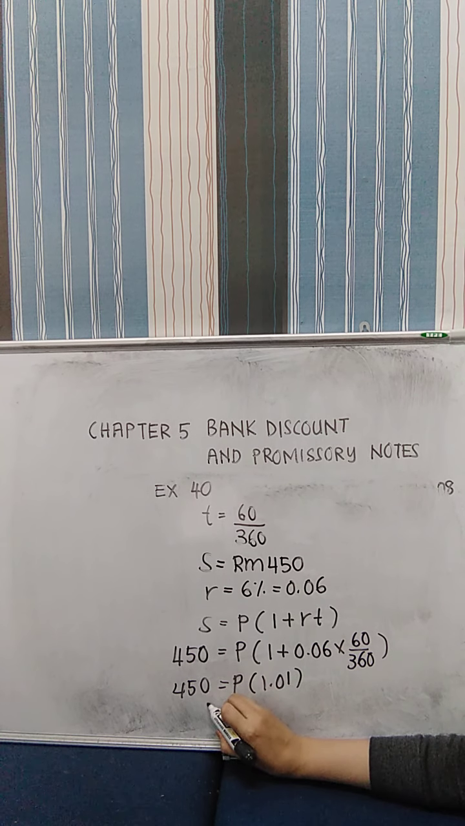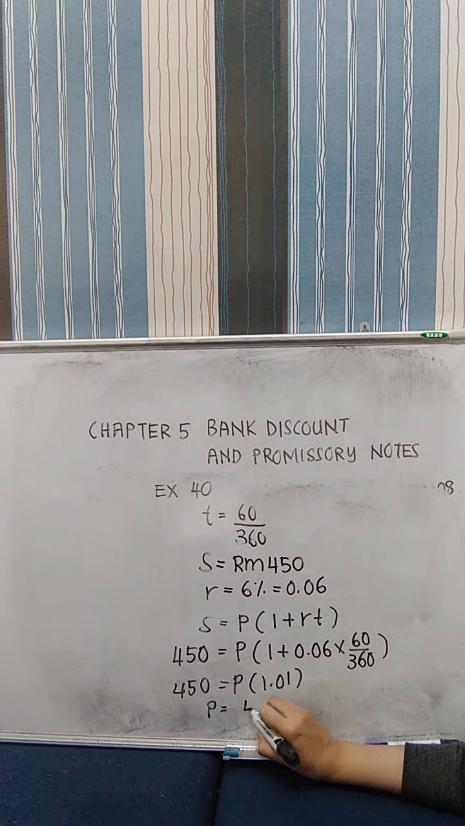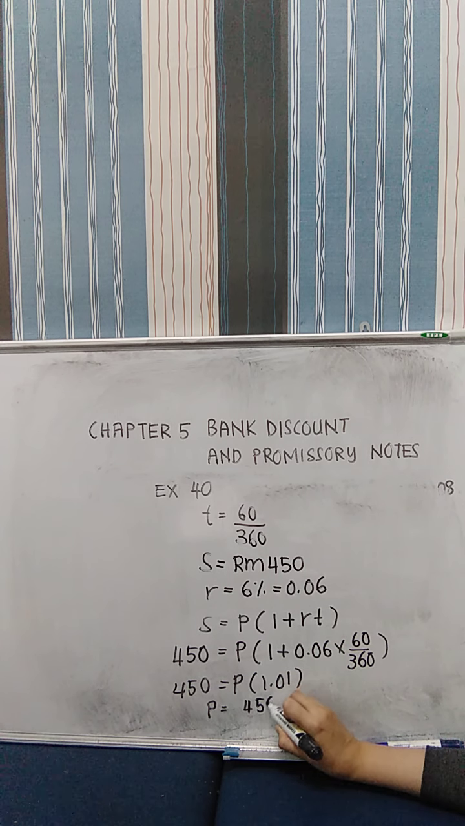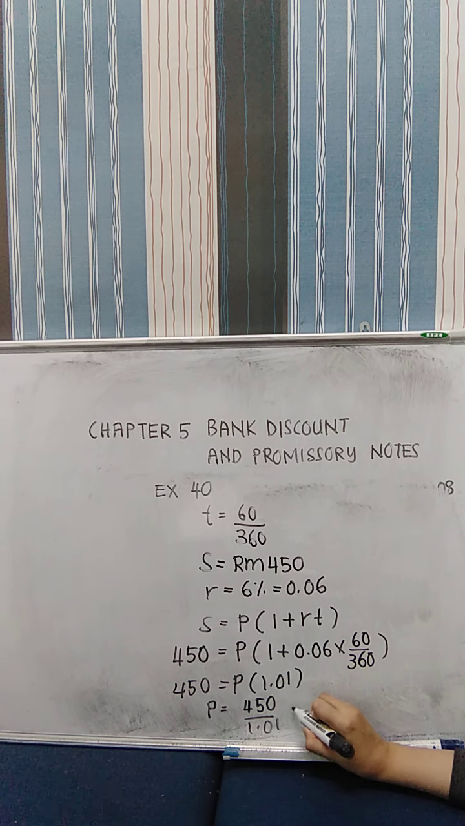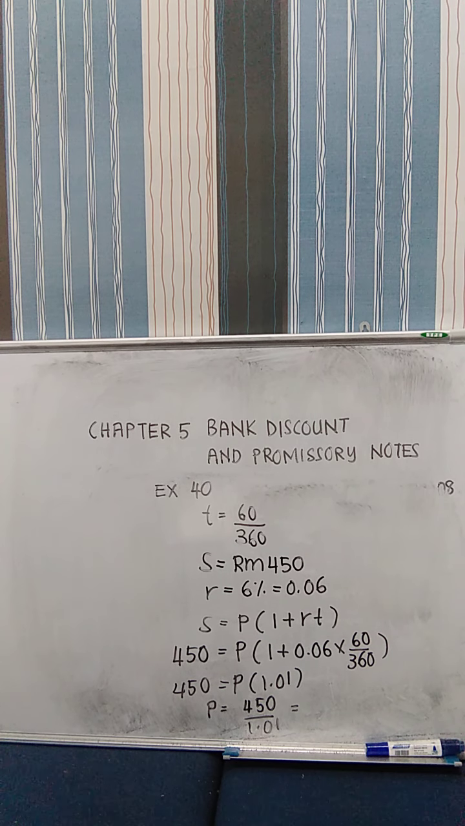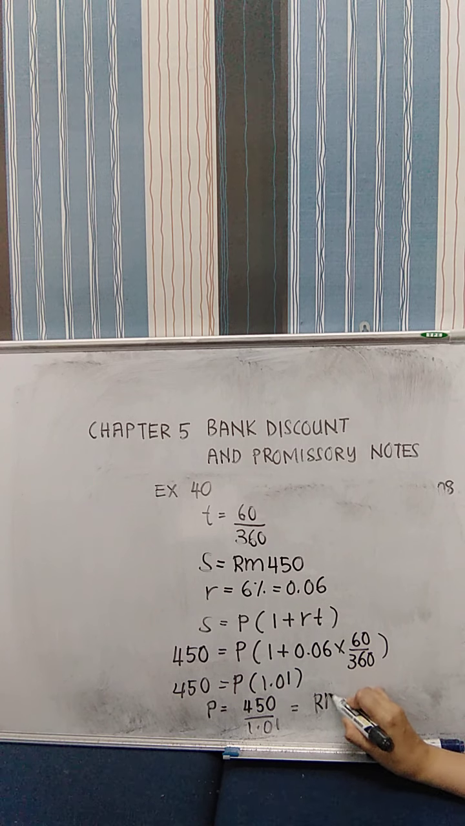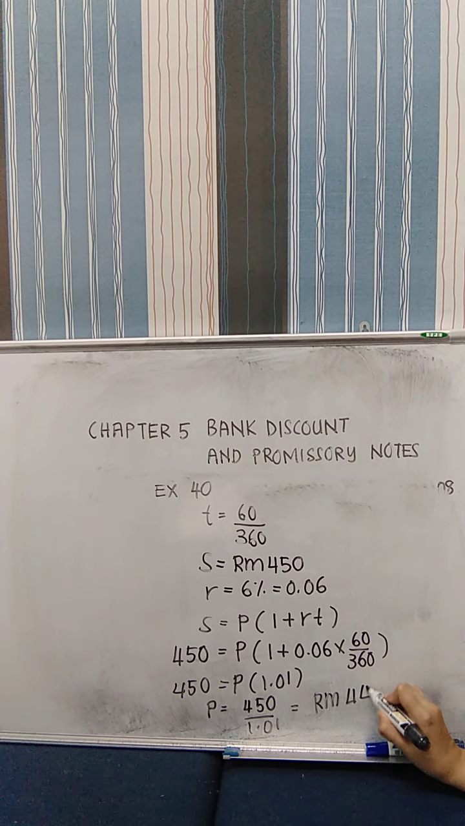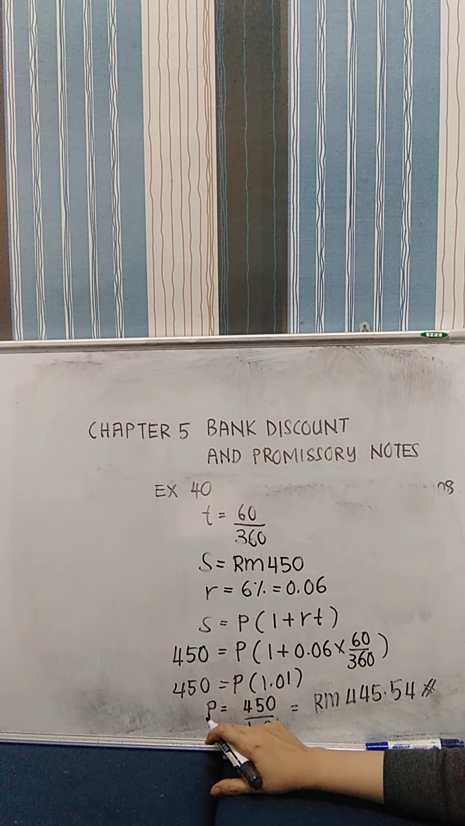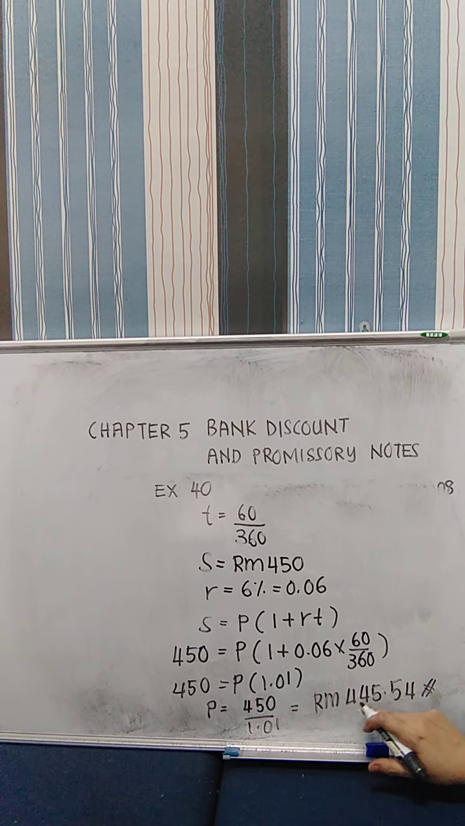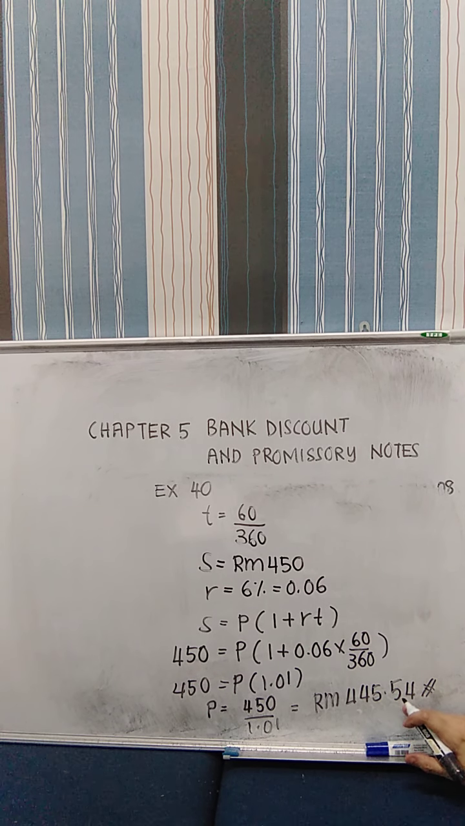Then, how to calculate the P? P is 450 divided by 1.01. 450 divided by 1.01 is RM445.54. So the face value is 445.54.